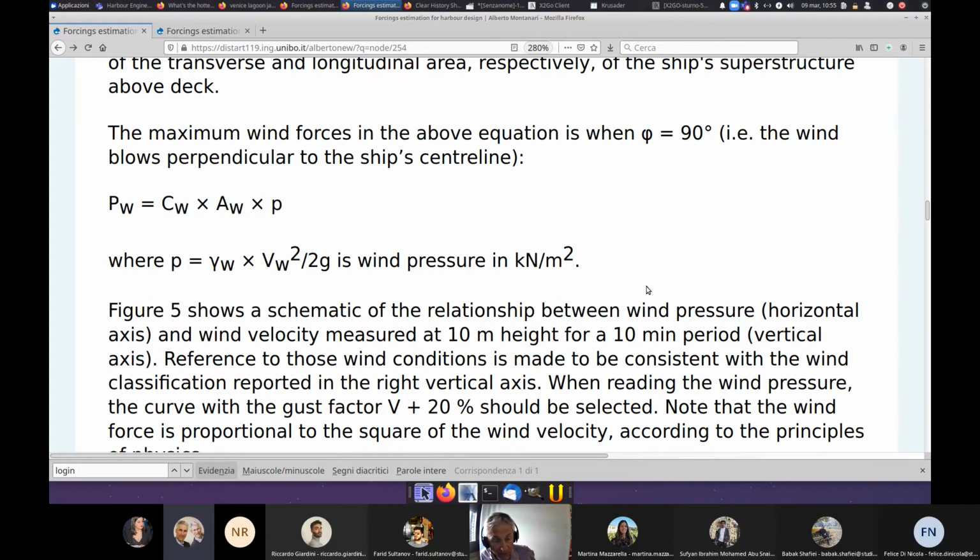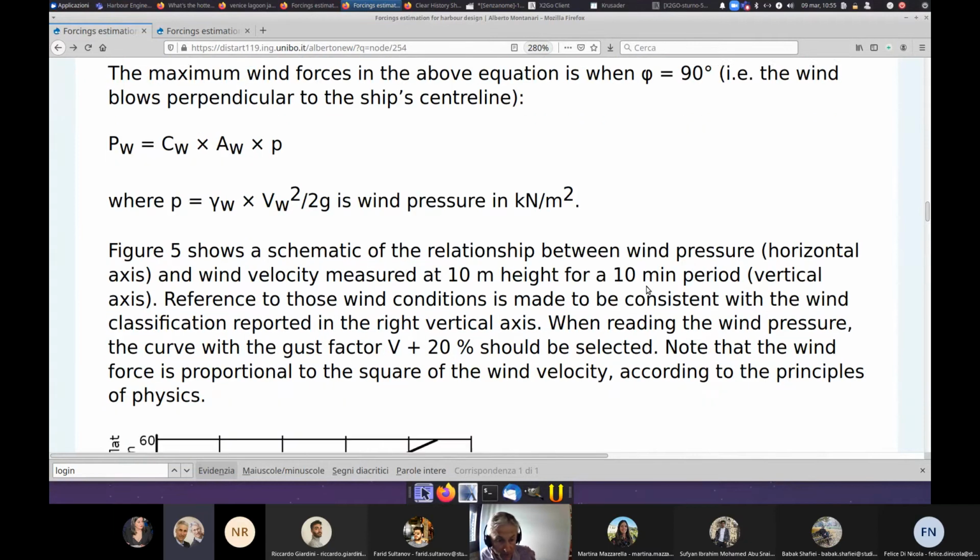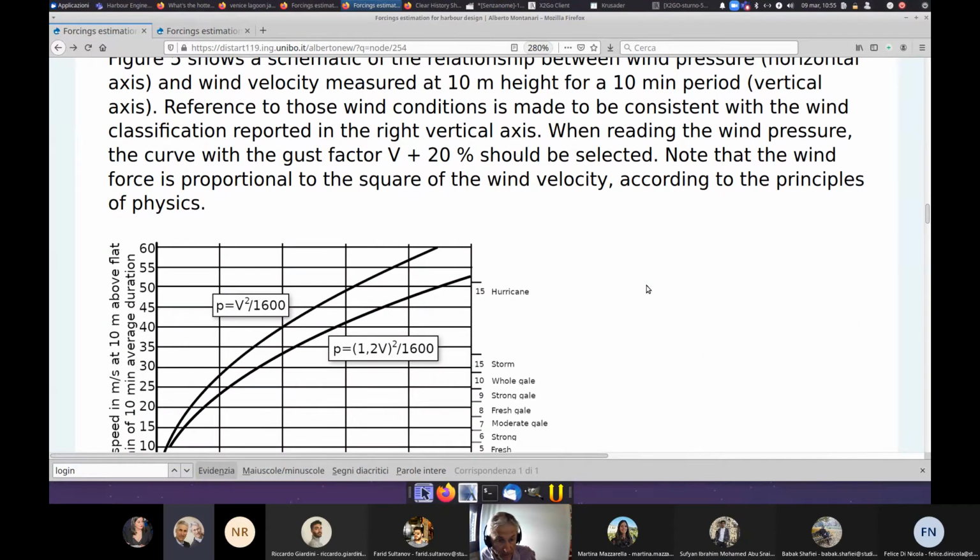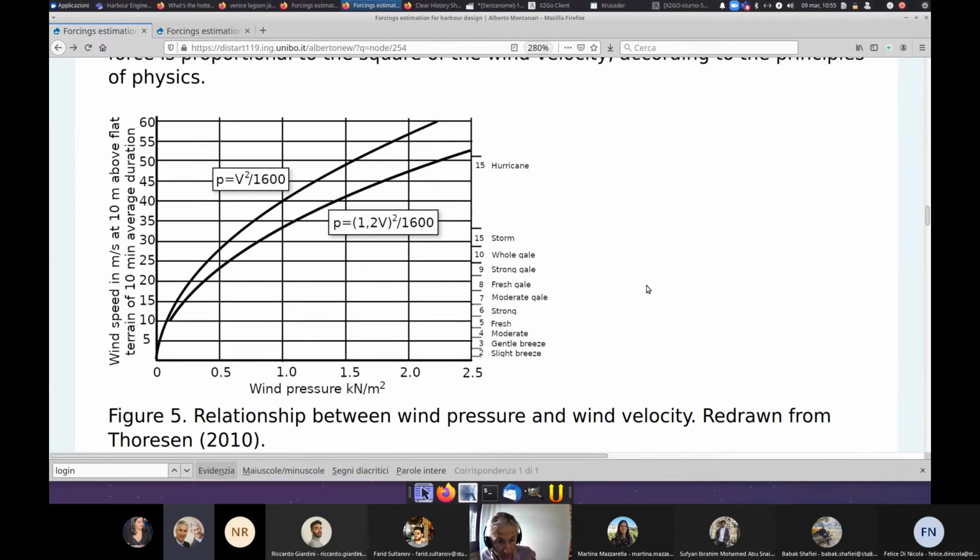Okay, and this formula, this representation is useful because it gives you an order of magnitude. This is the representation I am referring to. Here you have the wind pressure on the horizontal axis, expressed in kilonewton per square meter, and on the vertical axis, the wind speed measured at 10 meters above flat terrain, with a wind duration of 10 minutes.